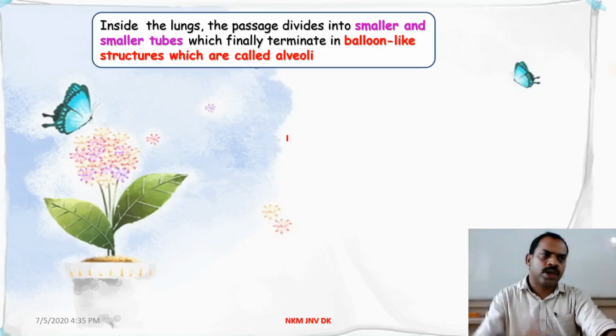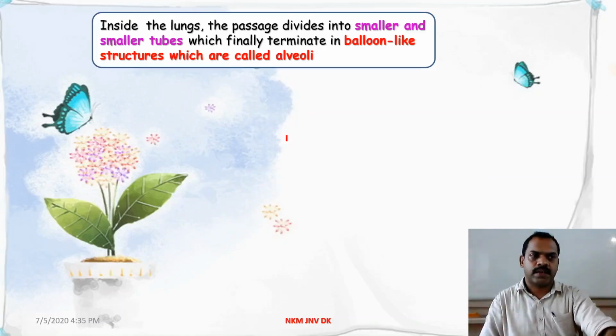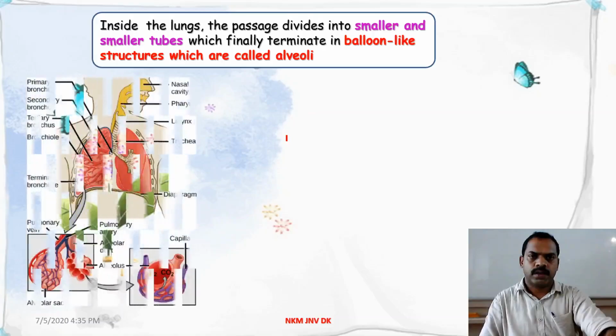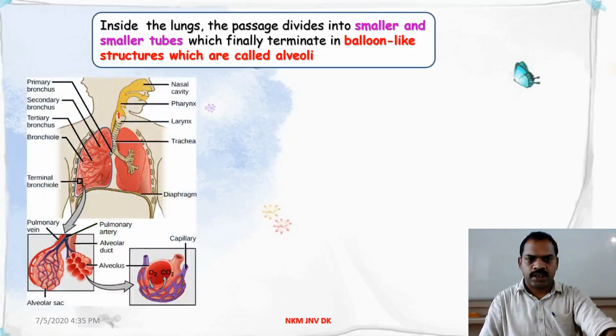Now, once the bronchi are inside the lungs, you can see here the trachea, the bronchi branching into primary bronchi, secondary bronchi, tertiary bronchi, and then ending up with minute pipe-like structures called bronchioles. The terminal bronchioles end up with alveolar sacs.